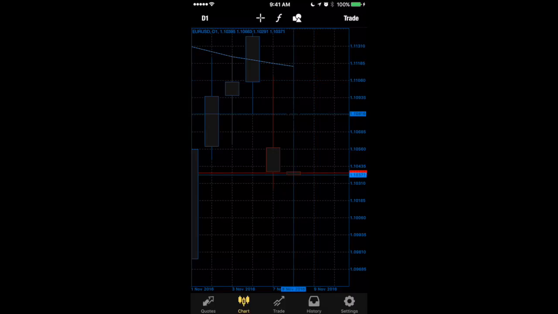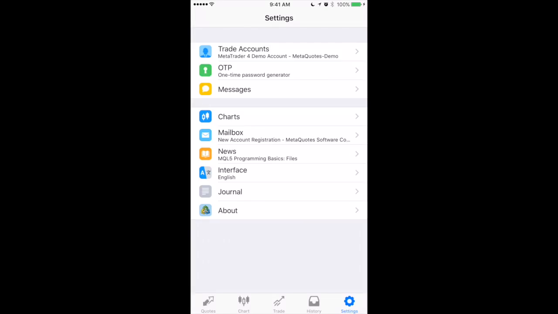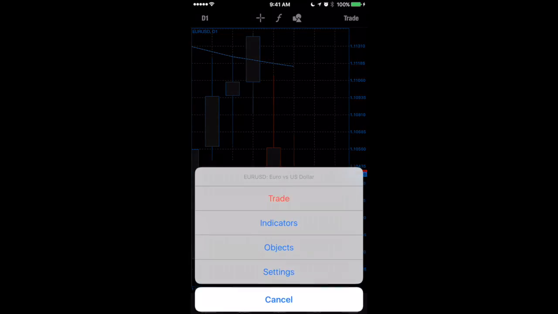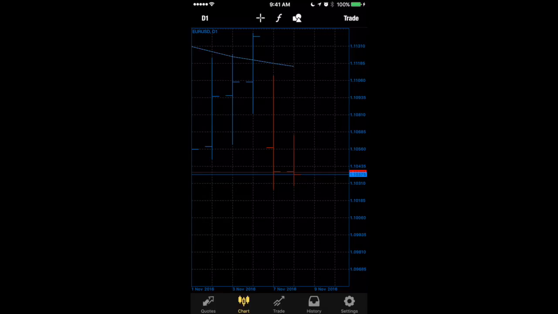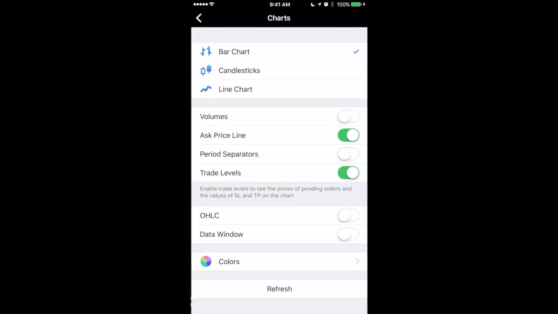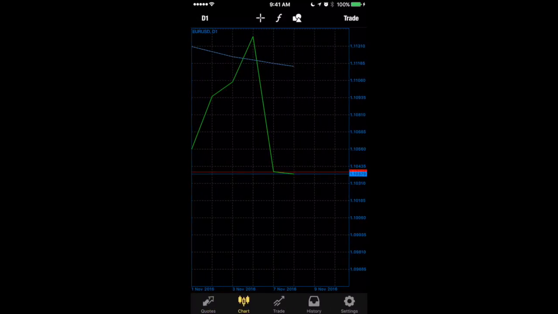And you can actually change the style if you click settings. Back to chart, tap the chart, settings, and you can do bars. They look like that. Tap it again, go to settings, click line chart, then go back. That's what the line is. This is going to show the close, so where the price closed on the day.